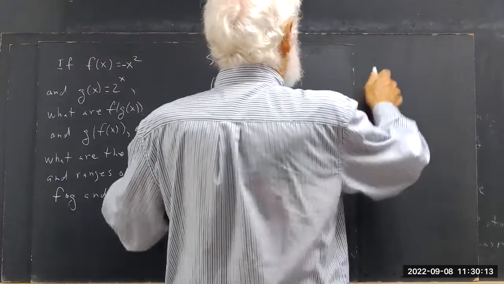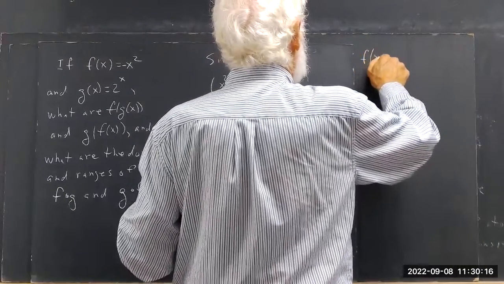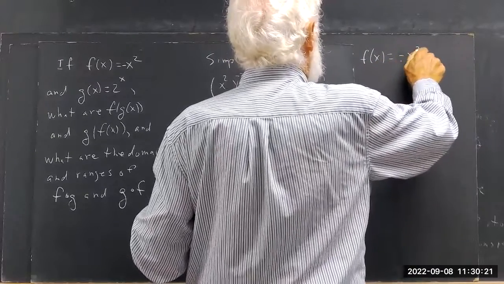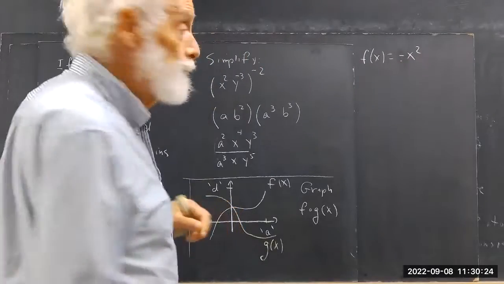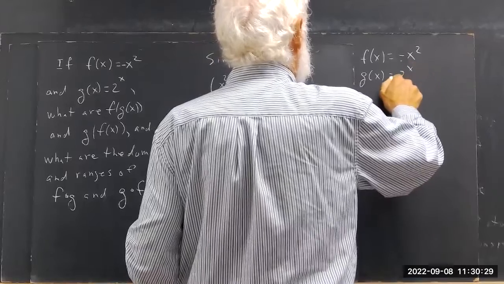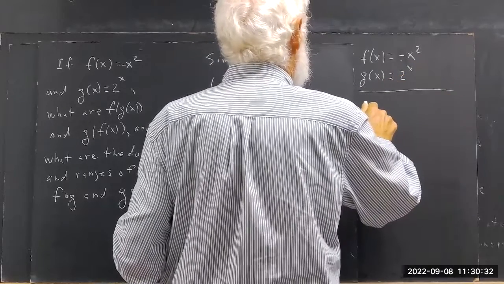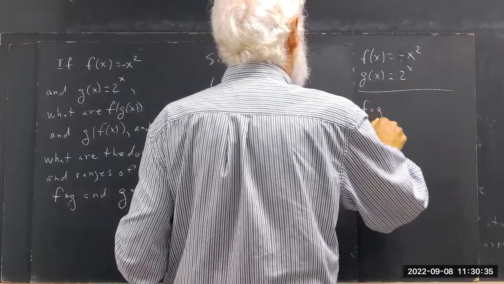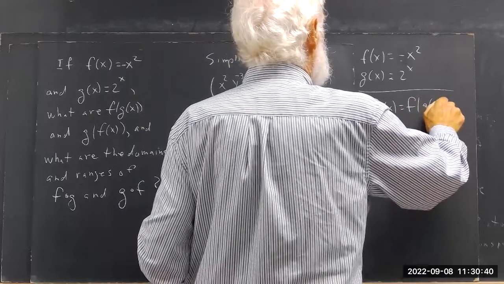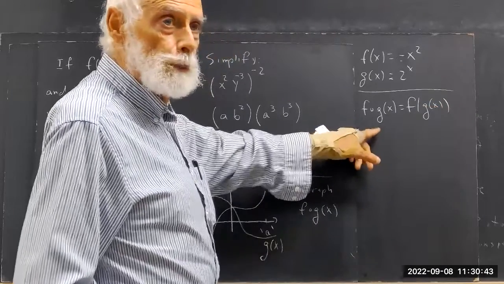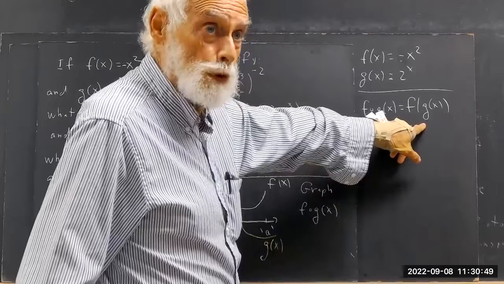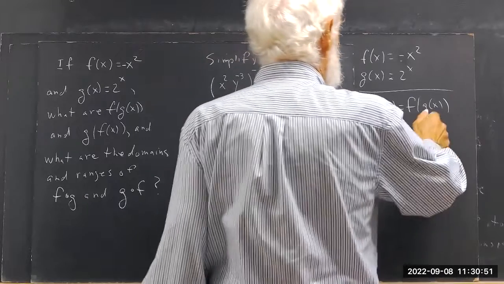Remember, f of g of x. Well, first of all, let's write out f of x equals negative x squared, and g of x equals 2 to the x. I'll write it out. F circle g of x is f of g of x. We use the f circle g notation so we can talk about the f circle g function. This is how we work it out. So it's f of g of x.